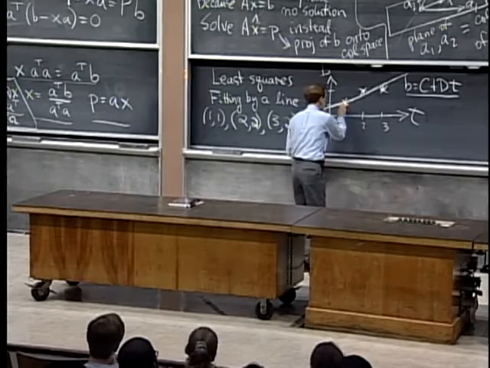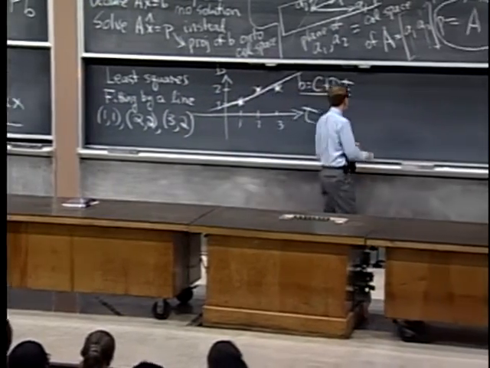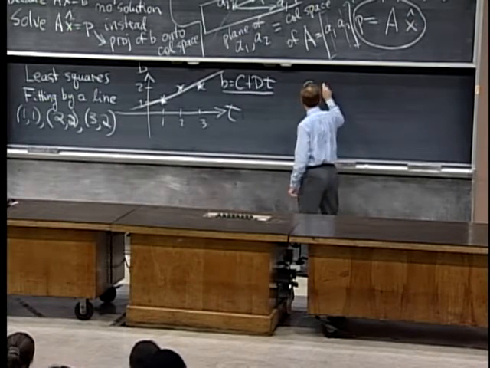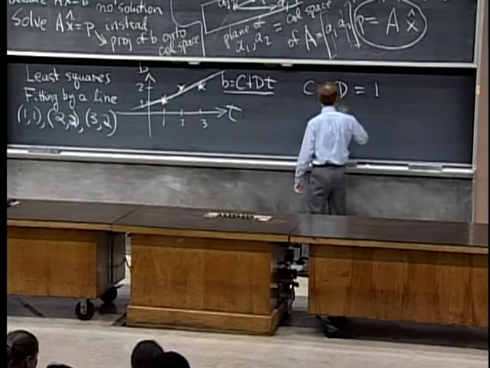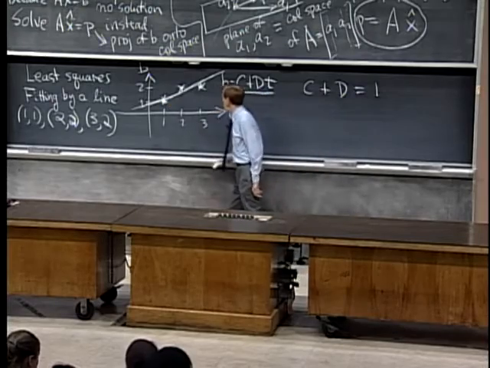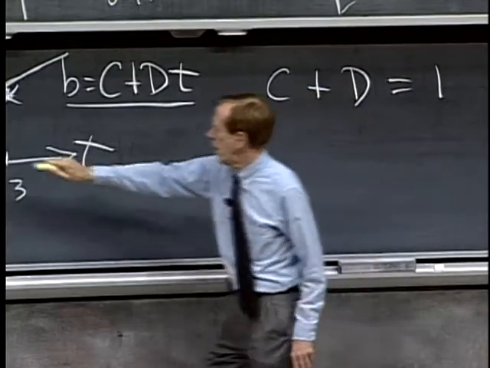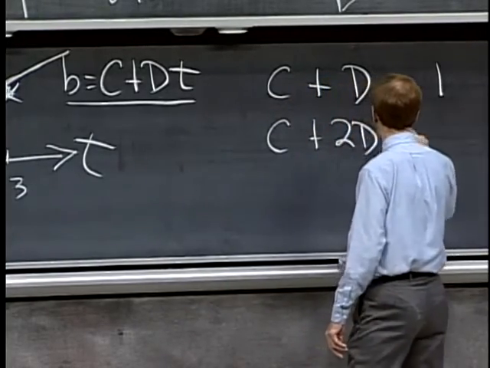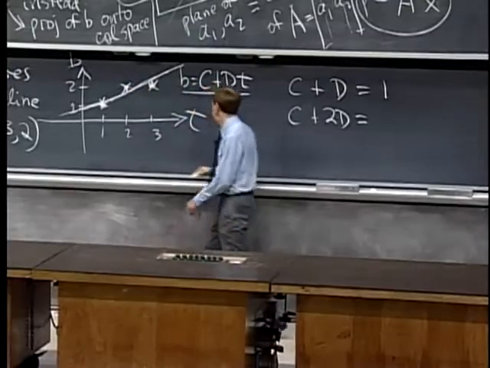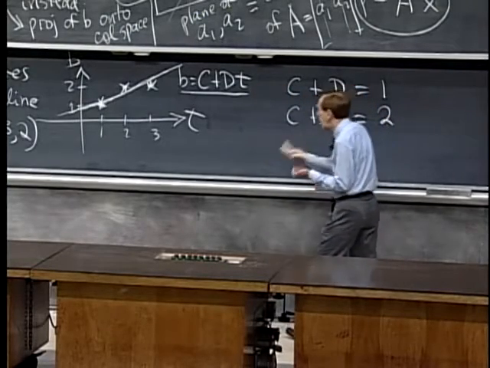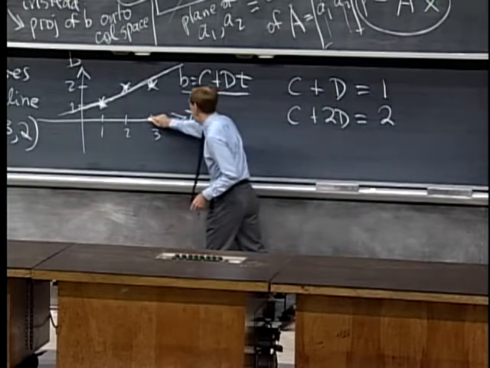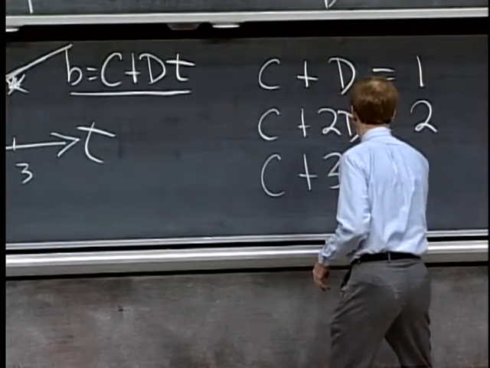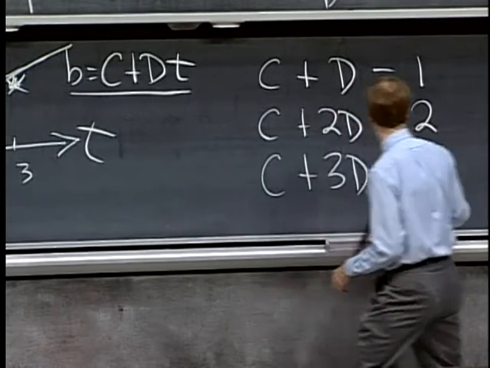It will go exactly through that point if, let's see, that first point has t equal to 1. So that would say C plus D equals 1. This is the 1, 1. The second point, t is 2. So C plus 2D should come out to equal 2. But I also want to get the third equation in. And at that third equation, t is 3, so C plus 3D equals only 2.